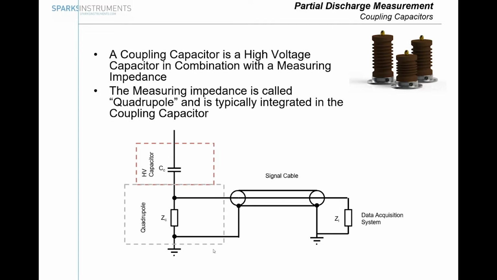Depending on the different vendors of coupling capacitors, like we at Sparks, we have these two parts in the same element. Here on top, the brown part is the high voltage capacitor. In the aluminium mounting foot, we have the quadrupole where we measure the pulses. So basically the PD pulse goes through. It's a high frequency signal. The capacitor is a low impedance, so the high frequency signal will pass through the capacitor and create a voltage drop around the measurement shunt, and that voltage drop is what the acquisition will measure.